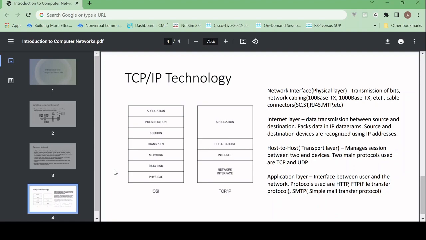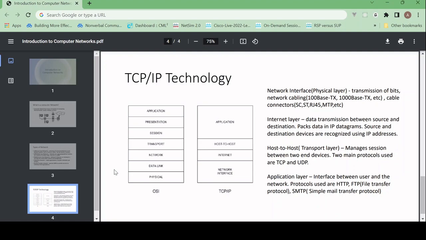First is the network interface layer, or the physical layer. So in this layer, what things are taken care of? First, we take care of the transmission of bits. We know that all of the information transferred is in bits, zeros and ones. Okay. So how will these bits be transmitted over the physical layer? It is taken care of by this physical layer.